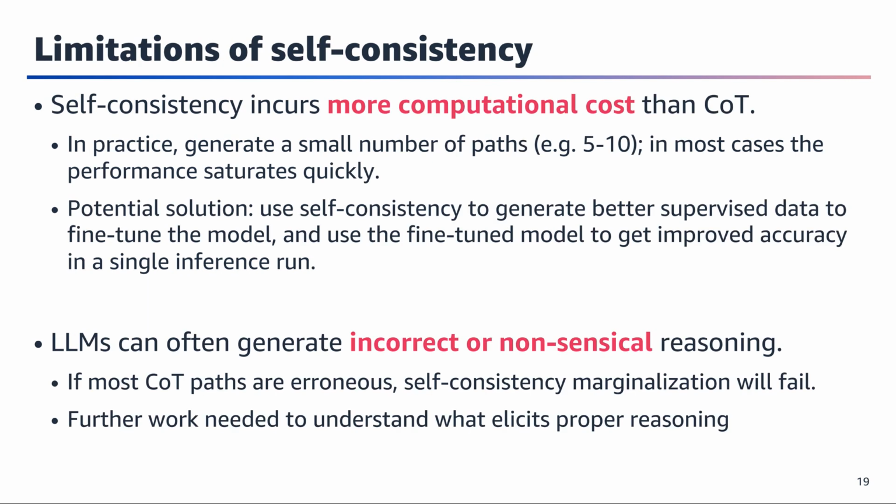Self-consistency, while improving accuracy, incurs a higher computational cost compared to the standard chain-of-thought approach. To balance performance and cost, it is recommended to generate a small number of paths, typically 5 to 10, as the performance tends to saturate quickly beyond that. A potential solution is to use self-consistency during model fine-tuning to generate higher quality supervised data, and then use the fine-tuned model for single inference runs, providing improved accuracy without the need for multiple path generation at inference time.